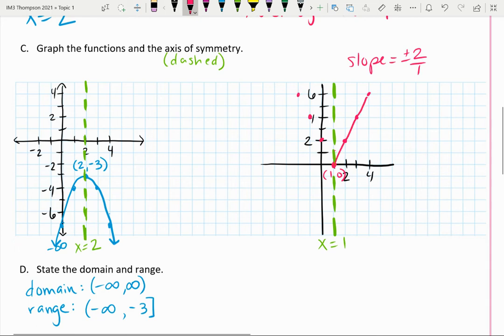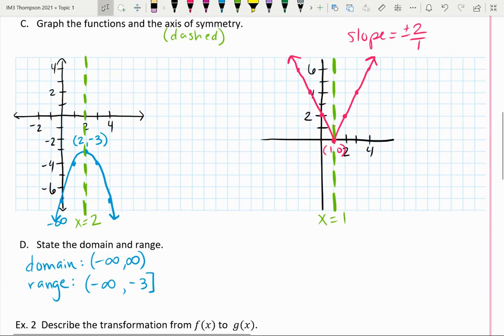Axis of symmetry means that that's the line that cuts the graph into 2 mirror images of each other. And it cuts it right down the middle. It opens up since it's positive, just like the parent function.